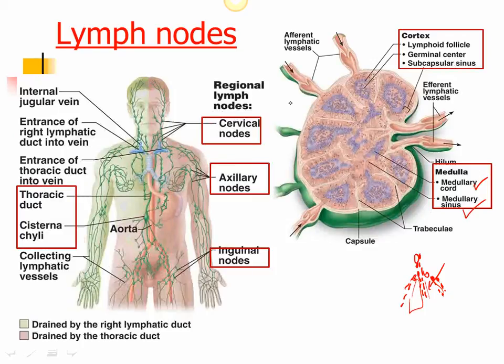So this helps because lymph first comes in, passes through this subcapsular sinus, then passes through here, then it goes into the medulla in the sinuses. So it collects in all these areas, making the lymphocytes come in contact with anything that needs to be taken care of before the lymph exits. Okay? So this is the structure of a lymph node in cross section.